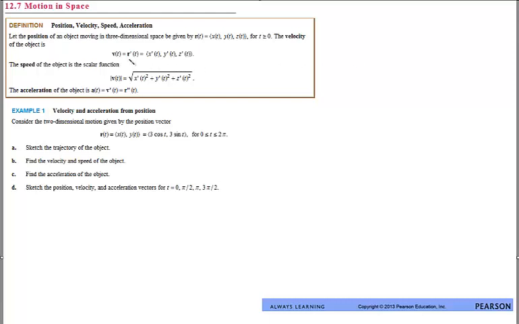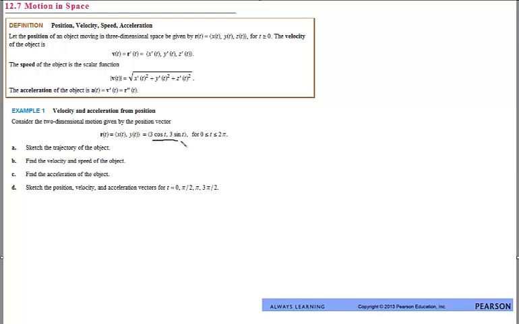Notice that the velocity vector is just the derivative of our position vector, and then acceleration is the derivative of our velocity vector, which is the same as the second derivative of our position vector. Speed is just the magnitude of our velocity, and we have been doing that in the past.